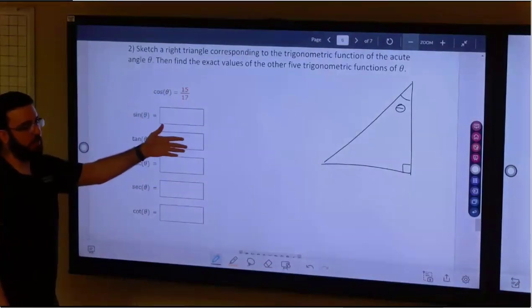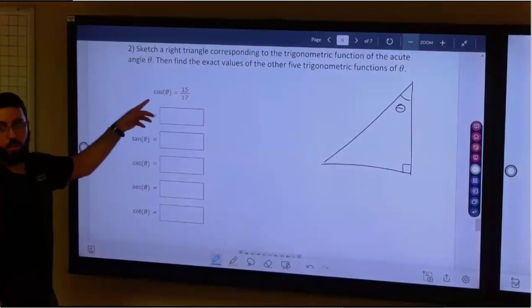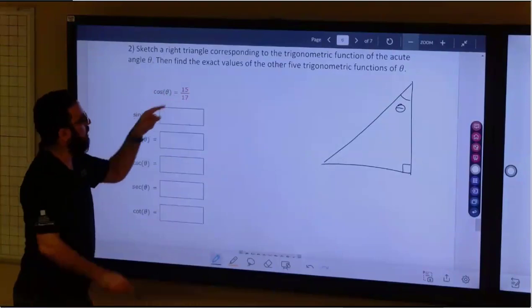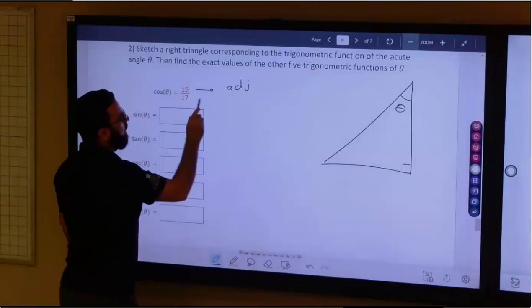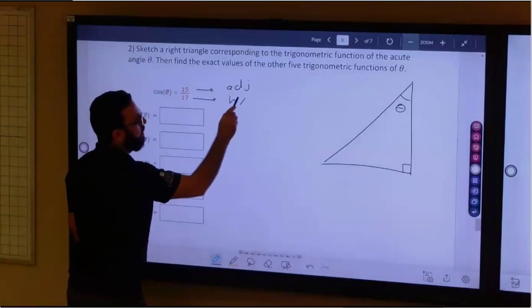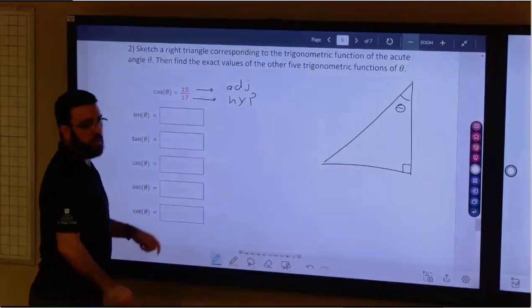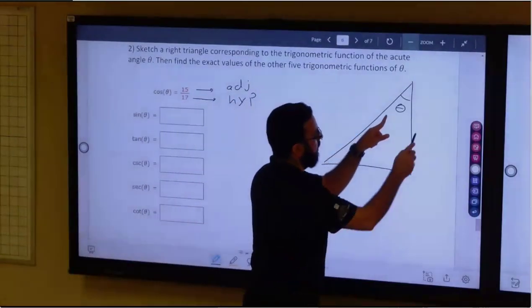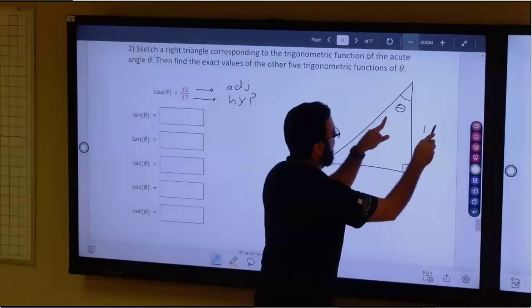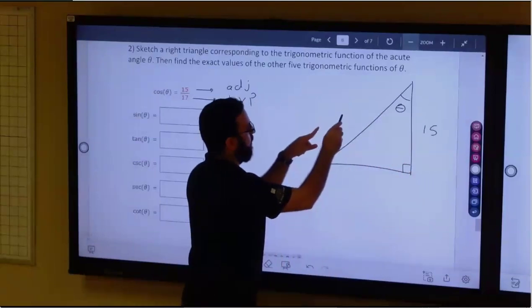Now, what do I have? The adjacent and the hypotenuse. We have the cosine. So this part here is the adjacent, and this part here is the hypotenuse. How much is the adjacent? 15. And how much is the hypotenuse? 17.